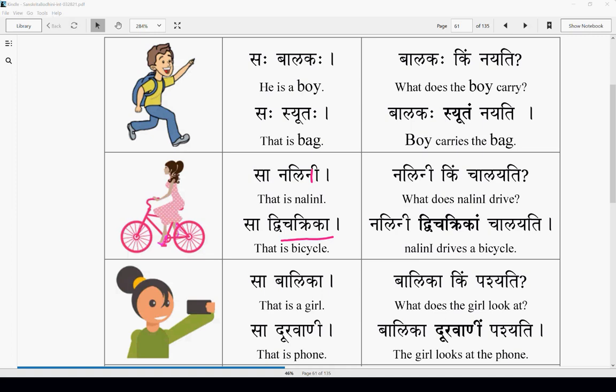Nalini kim karoti? Nalini chalati. So she is just riding the bike. So Nalini chalayati. She is driving it. Riding is actually driving, chalayati. Nalini chalayati. She is driving the bike. Now what is she driving? Kim chalayati? Dvichakrikam chalayati. Simple. So this is a Prathama Vibhakti Rupam. This is Dvitiya Vibhakti Rupam of those respective words, nouns.